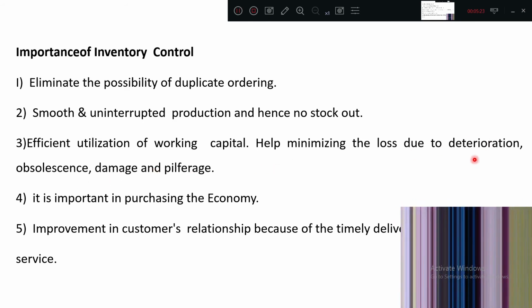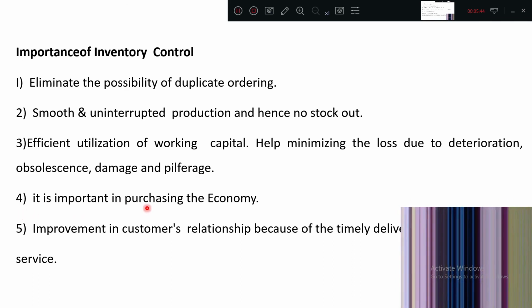Deterioration means what? The material gets corroded or something, its properties are lost. Obsolescence means what? You are not at all using it, it is kept as it is. Okay, it's called obsolescence. Damage, pilferage. Pilferage means just taking some away, and its content is lost. Okay, so damage and pilferage.